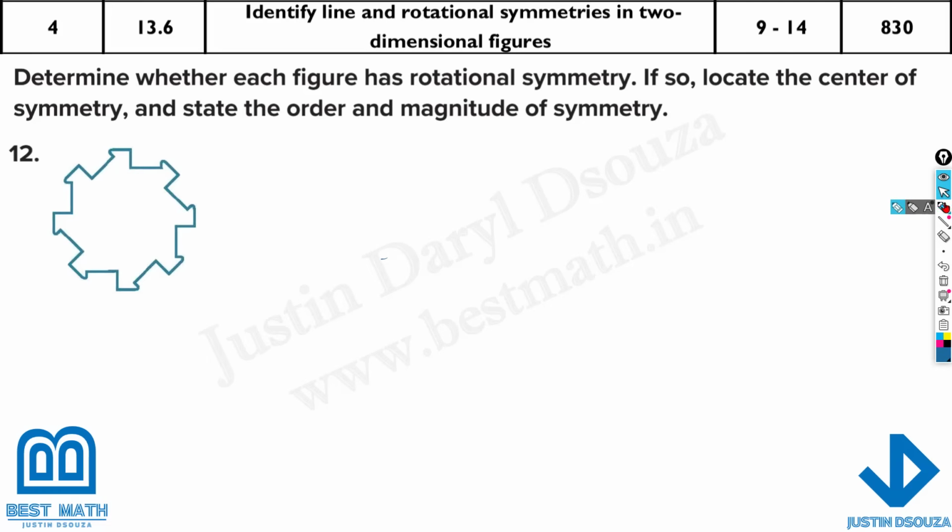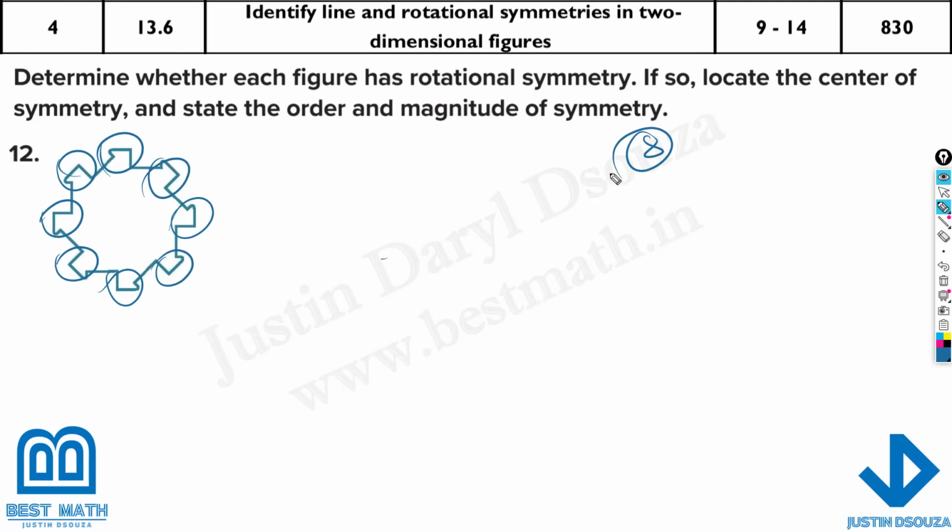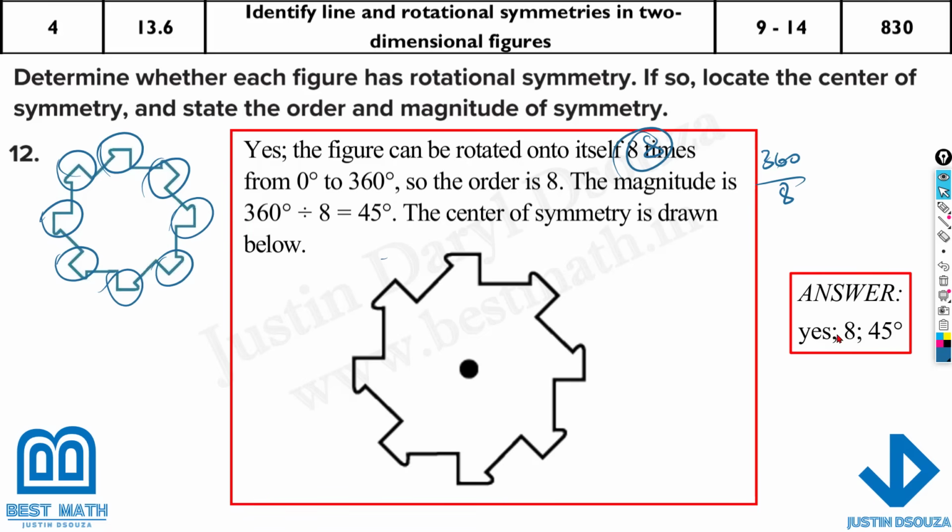What about this one? You can see almost all these points, 1, 2, 3, 4, 5, 6, 7, 8 times. So you will get it back 8 times within 360 degrees. So it'll be 360 divided by 8. 8 4s are 32, 4.5. That's 45 degrees. Yes, 45 degrees must be the answer here. So every 45 degrees, you're going to get the original shape back.